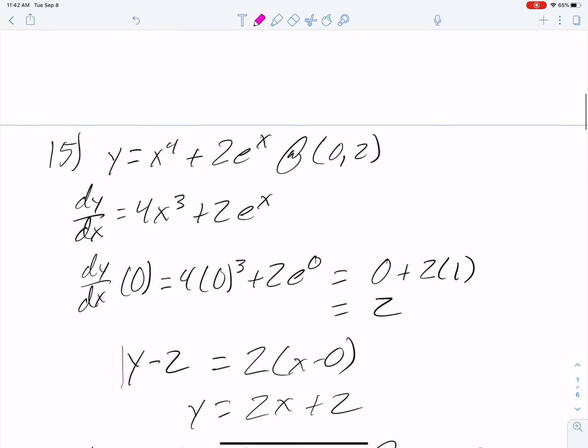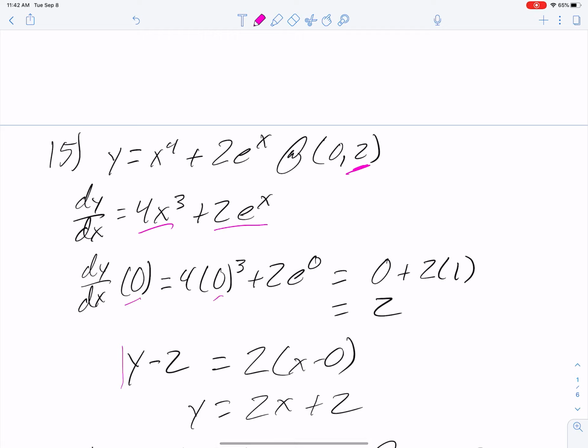Now, for equations of tangents, like we said, we're going to see the same thing over and over again. First thing we want to do is find that y-coordinate. Well, in this problem, we've been given the y-coordinate, so we actually have saved a step. So I find my derivative of x to the 4th. 2 times e to the x is its own derivative, so the derivative of 2 times e to the x is just 2e to the x.